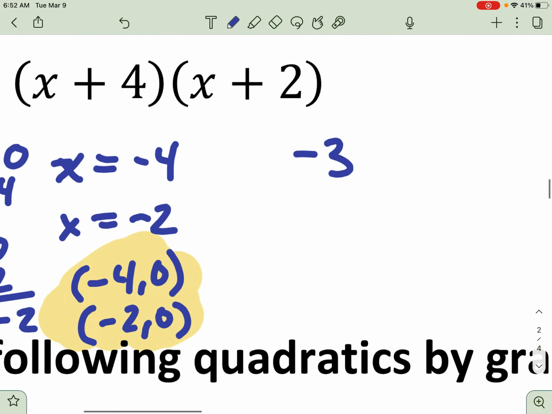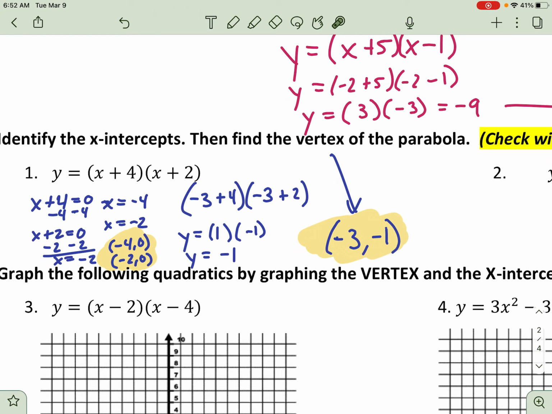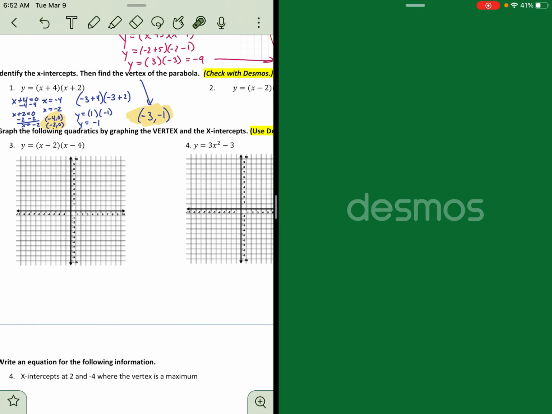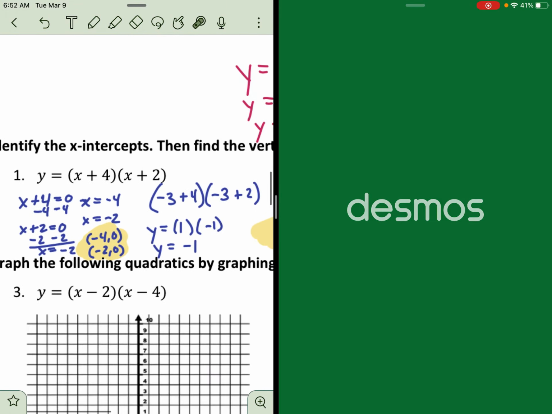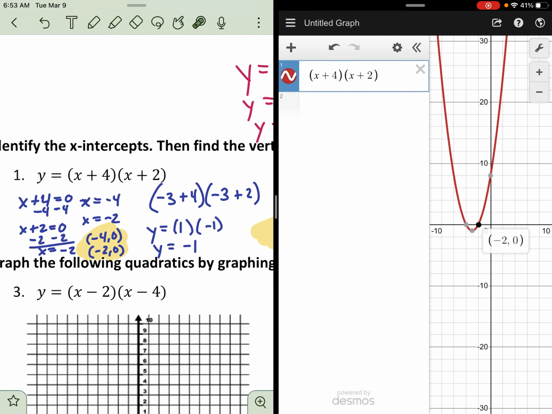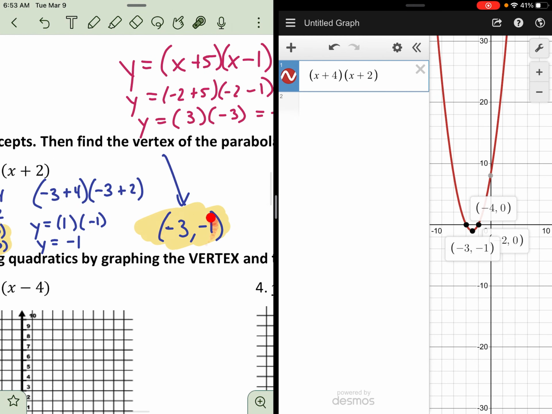Okay, so that's kind of how you look at that. And you can see that's nice because these repeat. So this is going to be -3, -1. This is going to be an upward facing graph because it's positive out front. Now we could check that with Desmos as well. I'll do that for this first one, but not for the second one, just by plugging it in. So, x plus 4 times x plus 2. There's an intercept, yep, got that. There's an intercept, yep, got that. And there's our vertex, got that one as well. So that's how you check it in Desmos.